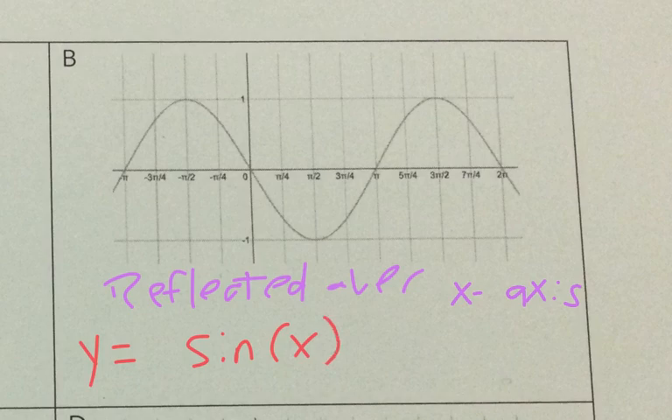Okay, this is how to think about it. Reflection over the x-axis changes the signs of the y values. Where do we change y values? Inside or outside? Outside affects y's, inside affects x's. So the negative needs to go on the outside. Anything else here on B?